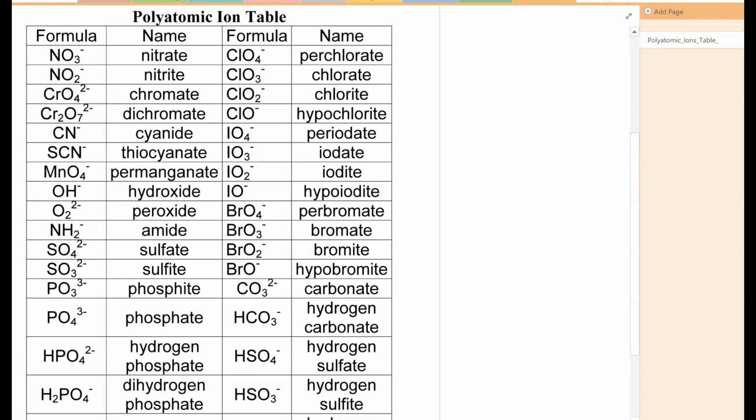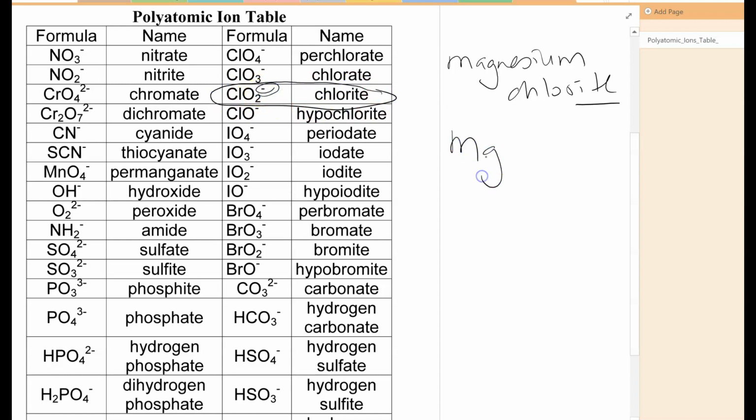So how do we put them together with other ions? We're always going to have a metal in front of it. So it's going to be, let's say, magnesium chlorite. Okay, so we go and find chlorite on the table. We see that it's ClO2 with a -1 charge. We already know about magnesium because it's a group 2 element, right? So magnesium is 2+, chlorite is -1. So that means I need 2 chlorites.